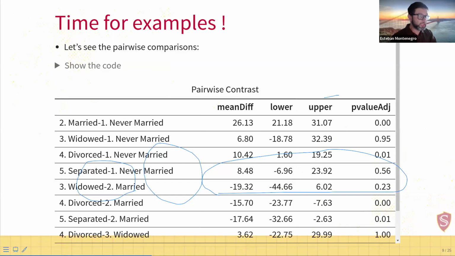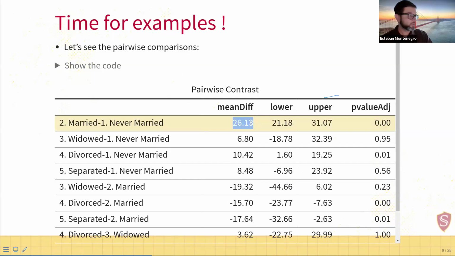So we can visually evaluate that, and also we can do something called a pairwise evaluation or pairwise test. Why is it pairwise? Because I take a pair of means and I test if the difference is explained by chance or not. So for example, in this table, I have the mean difference between married and never married people, right? The mean difference is 26.13. It's just a subtraction, right? I'm just subtracting the mean of married people minus the mean of never married people.